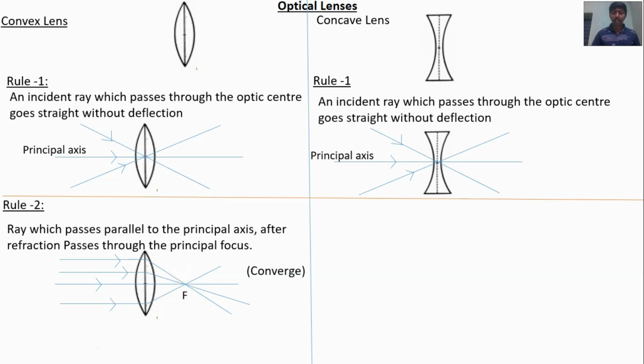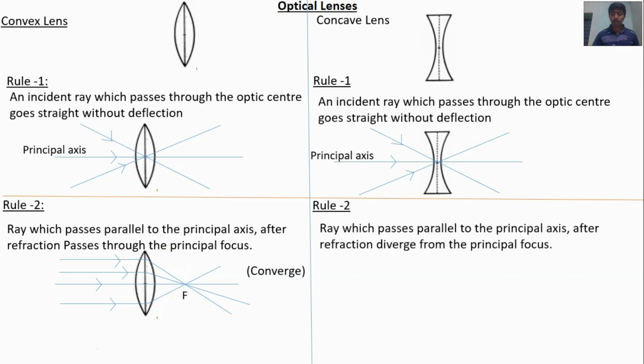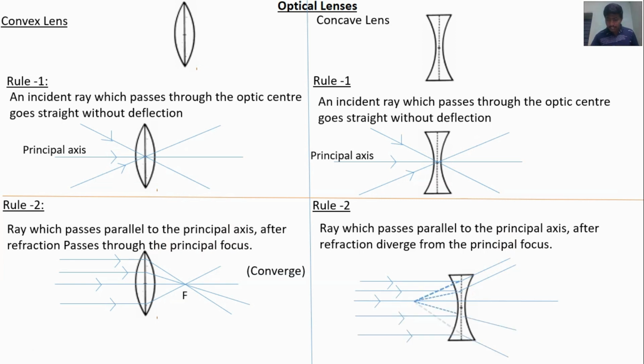Rule 2 for the concave lens is: the concave lens diverges. If the rays pass parallel to the principal axis, after refraction they diverge from the principal focus. This point is the principal focus. The convex lens converges to the focus; the concave lens diverges from the focus. The length from the optical center to the principal focus is called the focal length.